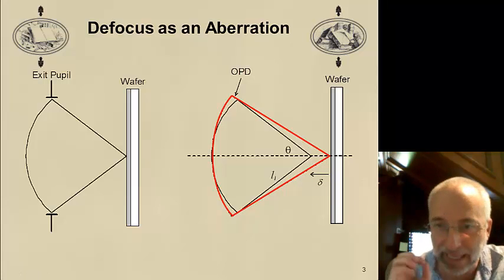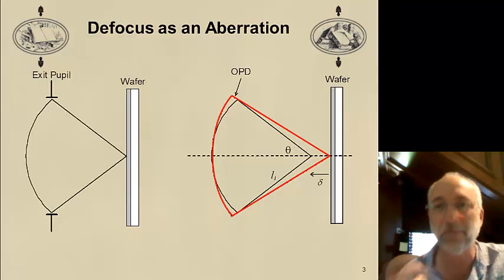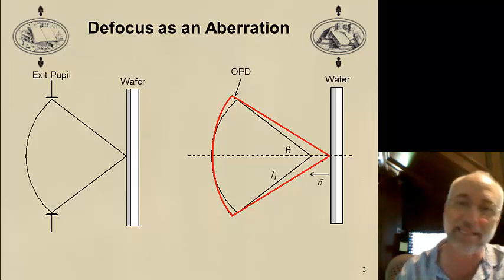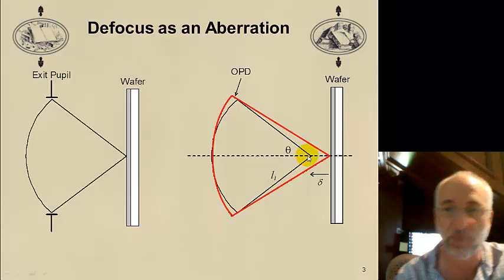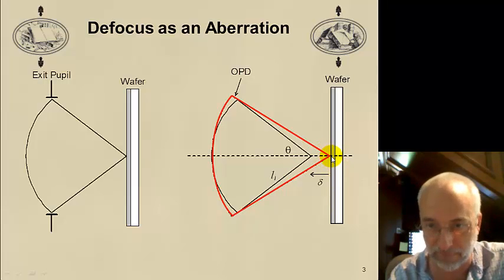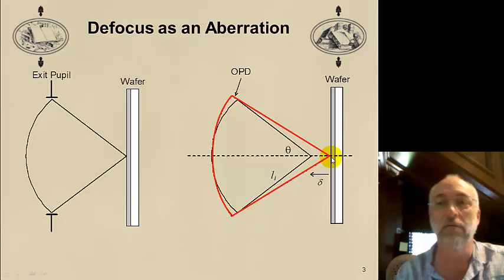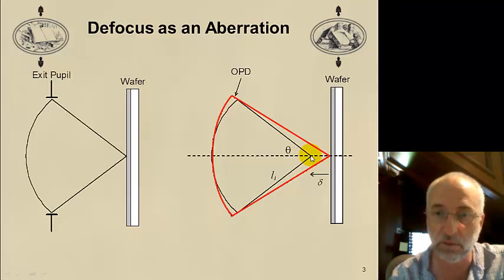Well, if I use kind of the attitude of the customer is always right, the wafer is always right, I can say that the actual wavefront is what's wrong. Why? Because it's focusing up here, but I put my wafer over here, so what I really want is the light to focus where my wafer is. Well, it's not focusing there. It's focusing over here instead.